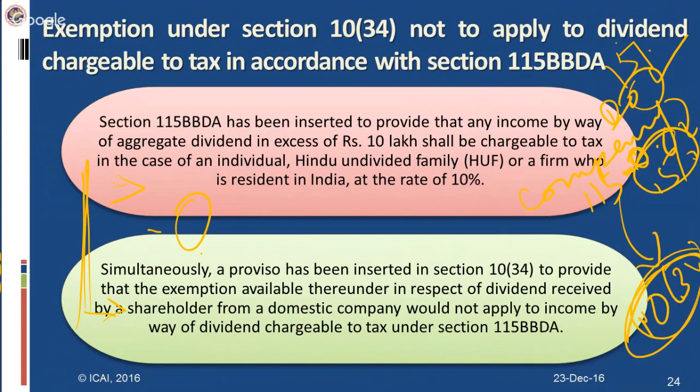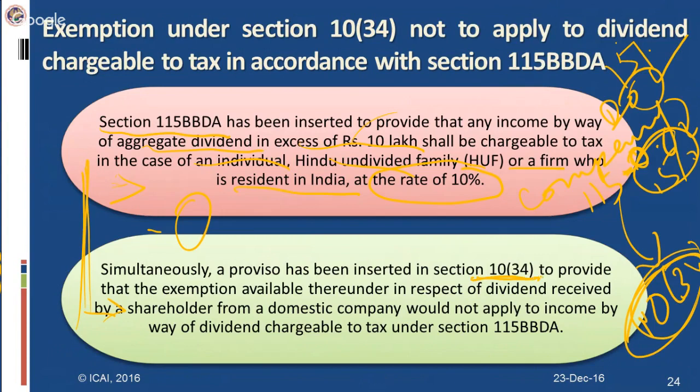In order to rectify this vertical inequity which is created, a new section 115BBDA has been inserted to provide that if any resident individual, HUF or firm, say Mr. X, receives aggregate dividend during the year in excess of 10 lakh rupees, then the amount in excess of 10 lakh rupees will be charged to tax at the rate of 10%. So, in respect of such dividend in excess of 10 lakh rupees, exemption under 10(34) will not be available.